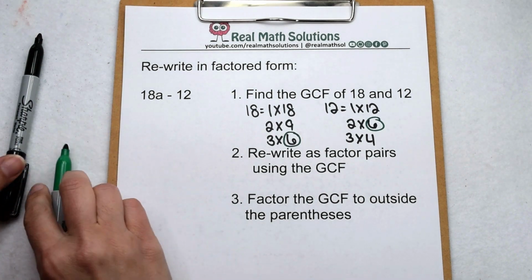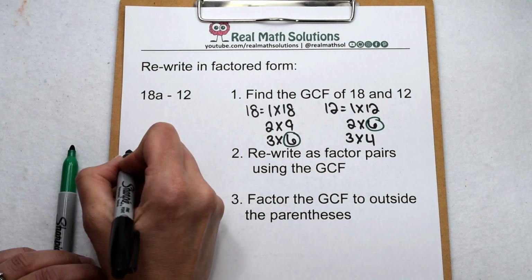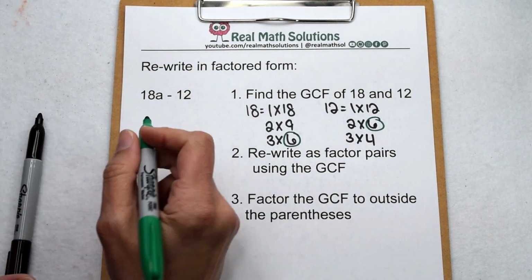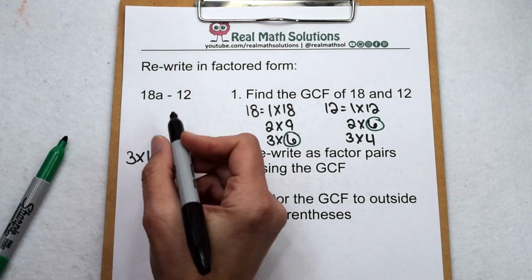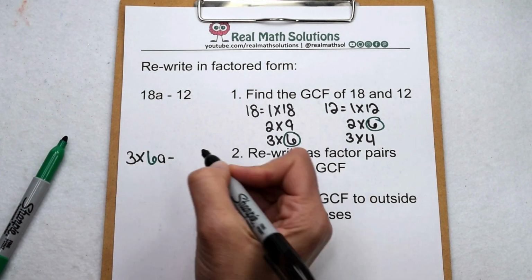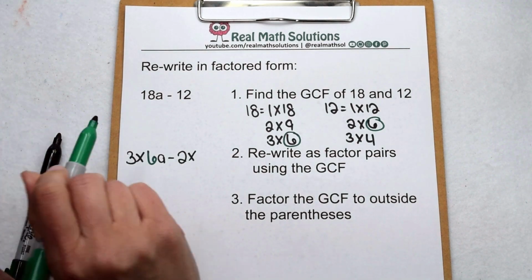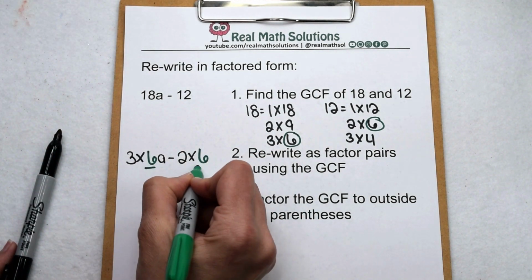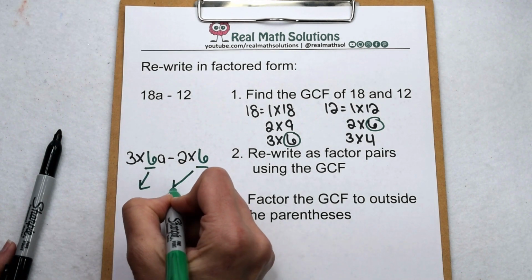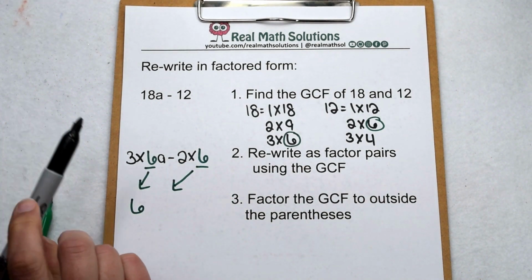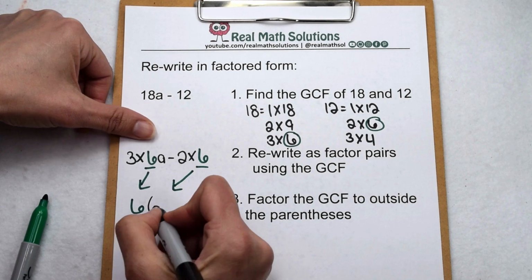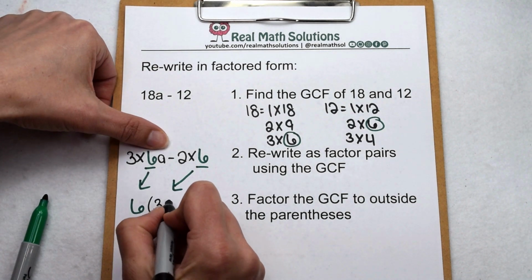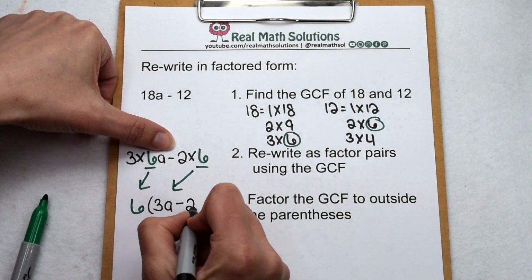So we're going to rewrite our expression using those values. So 18 is going to become 3 times 6, and our a is still going to travel along, and 12 is going to become 2 times 6. Now that we have it written this way, we can see that 6 is our common factor that we're going to pull to go outside the parentheses. So 6 goes outside the parentheses, and the rest of our expression is going to go inside. So 3a is going to come along, minus 2.